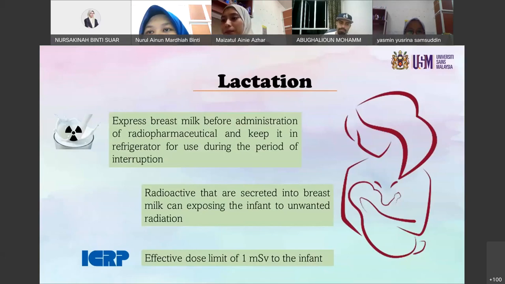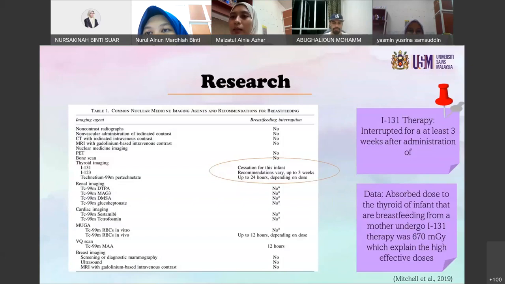Lastly, this is the research published by Lund University in Sweden, where the activity concentration in the breast milk from 53 mothers was determined. And milk was collected at various times after administration of the radiopharmaceutical. Here it shows that the absorbed dose to the thyroid of the infant from a mother undergoing iodine-131 therapy was 670 milligrays, which indicates a high effective dose to the infant.